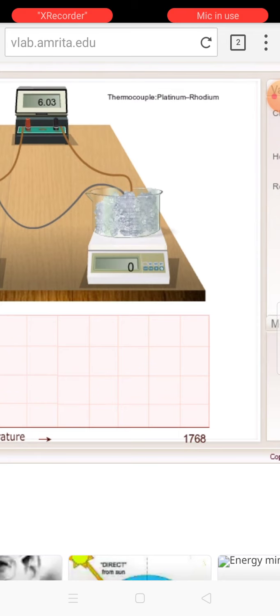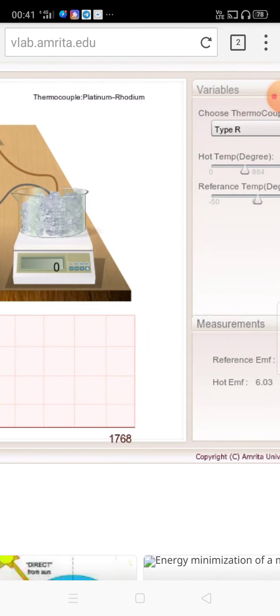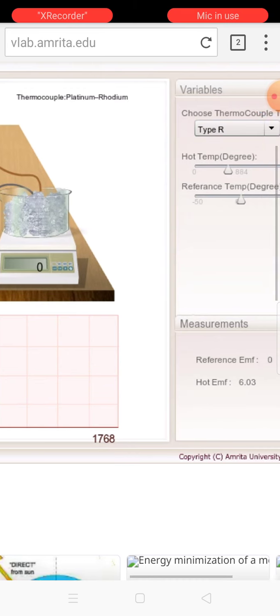A Google Classroom will be generated for each of you. You will see that Google Classroom, and you have to turn in your data there. There will be a time given by the teacher, and in this duration you have to submit your data.